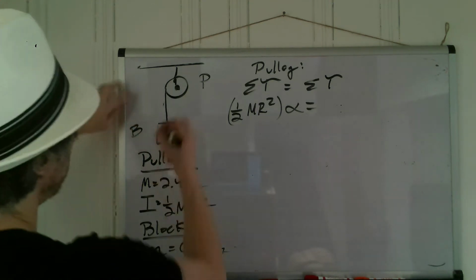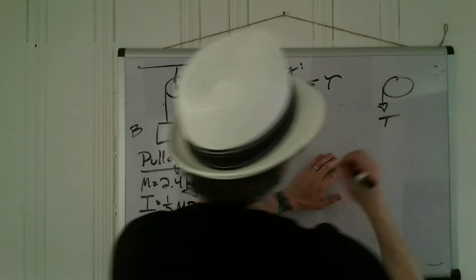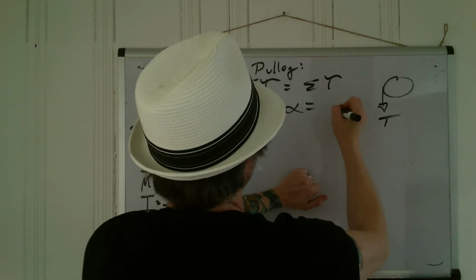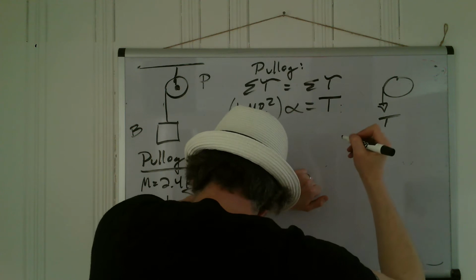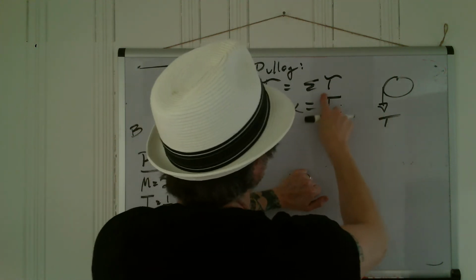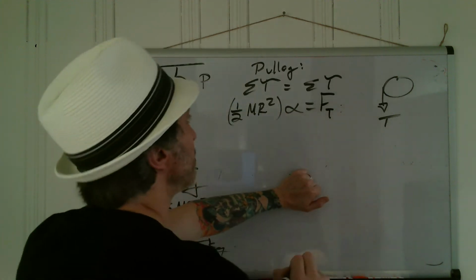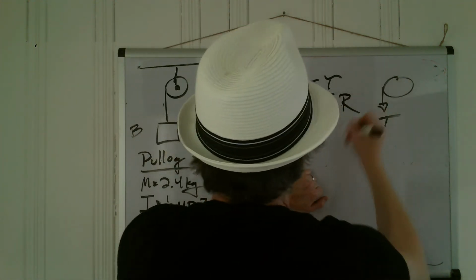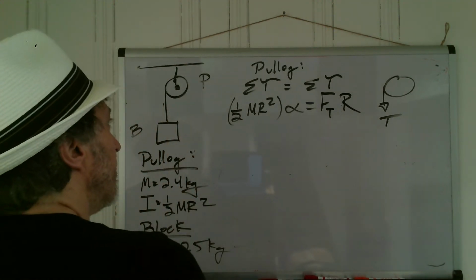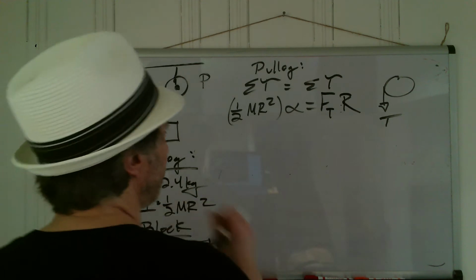Well, the only torque is going to be provided by the tension, right? I'm going to use T for tension. Oh, maybe I shouldn't do that, because T and torque look very similar. Let's call it FT, as in force of tension. And then my lever arm is just the radius, right? So shoot, my R's don't cancel here.